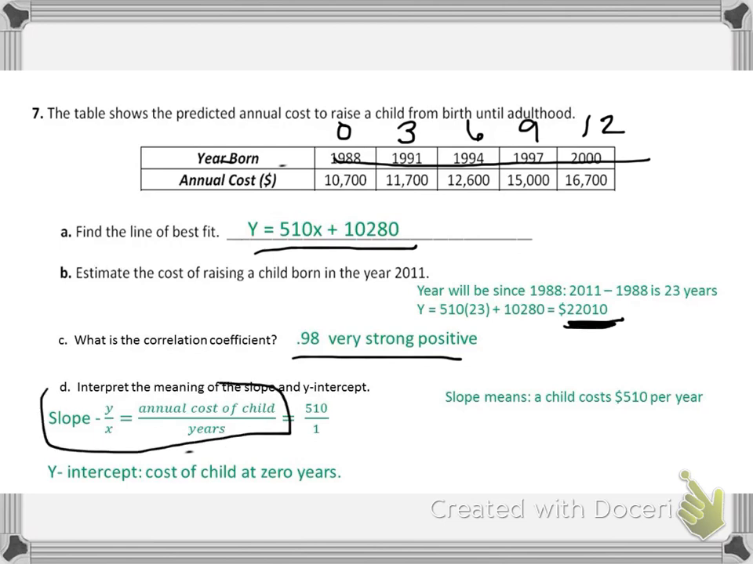Okay? All right, slope. Annual cost of child divided by years, 510. What this means is that the annual cost to raise a child from birth to adulthood increases by $510 each year. So, in year 2011, it was $22,010 to raise a child. Well, in year 2012, it's going to be $22,520 per year to raise a child.